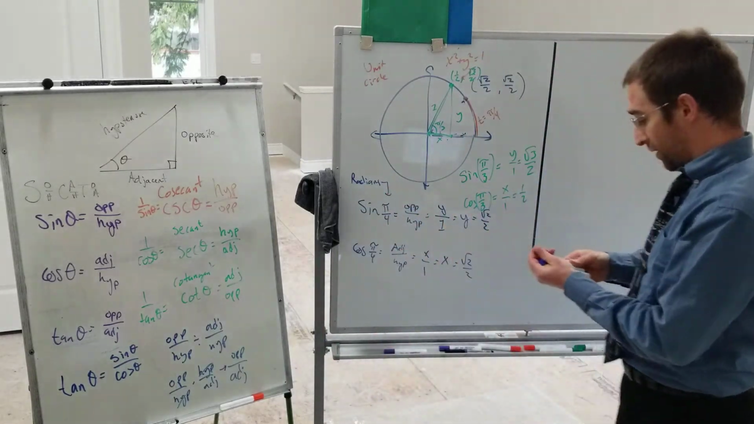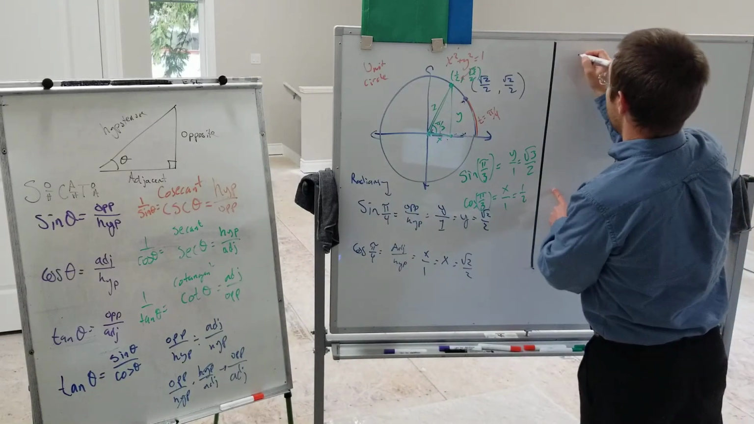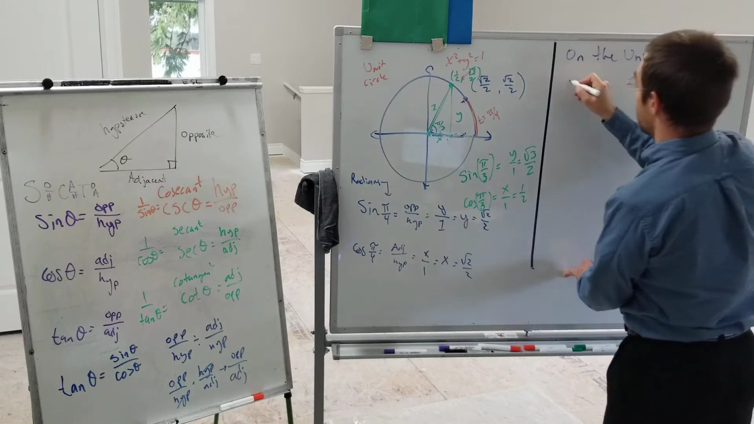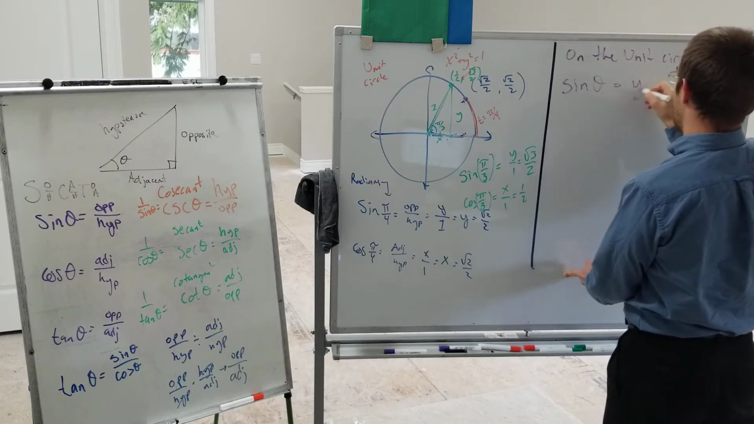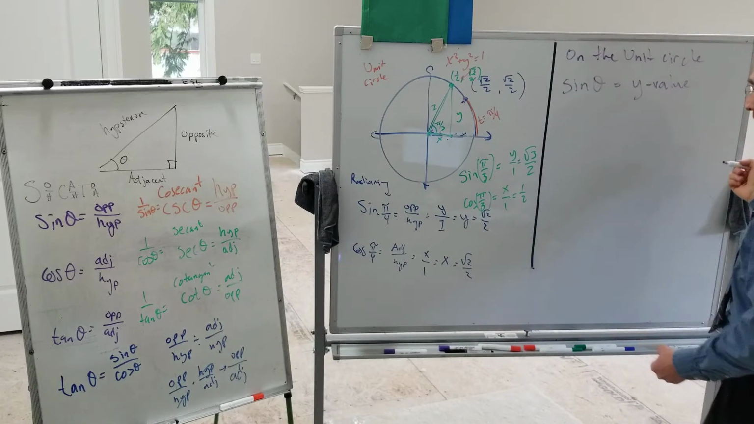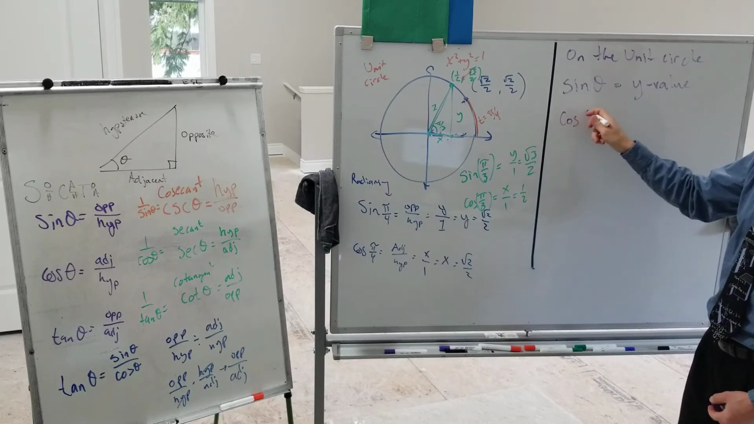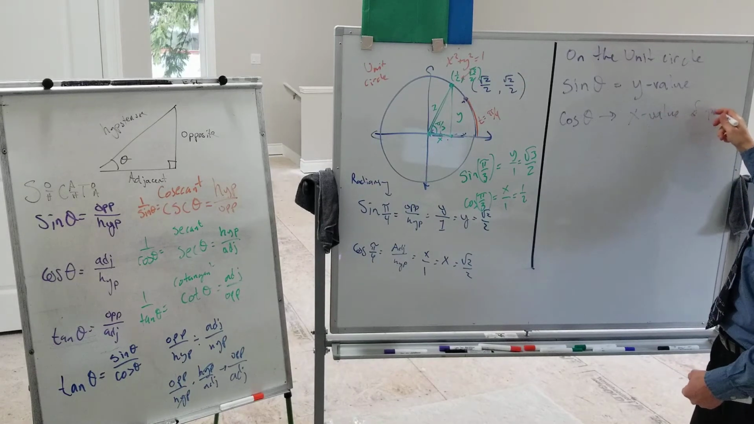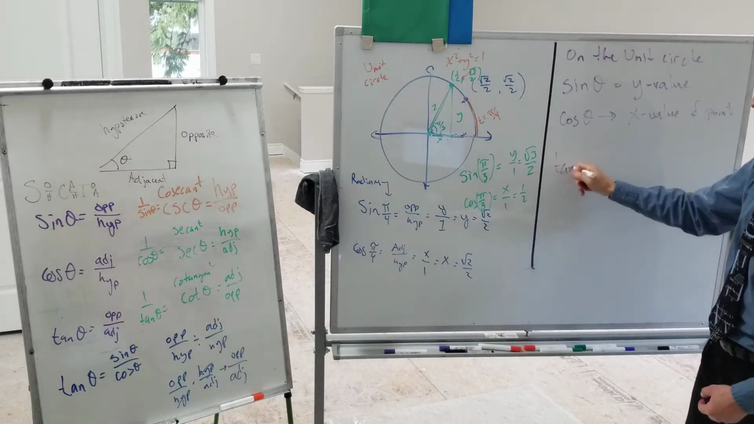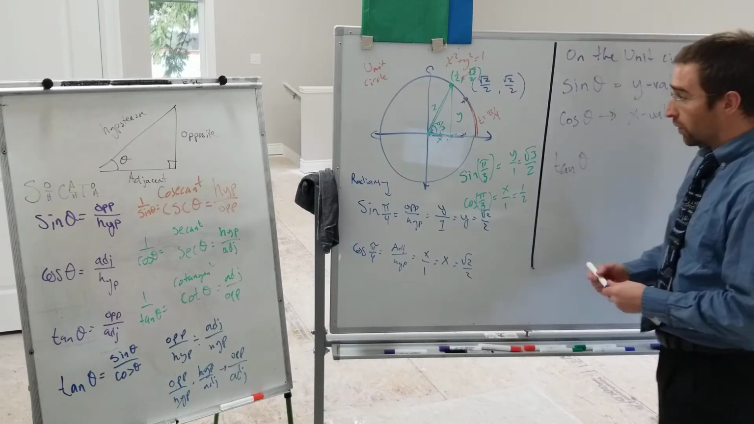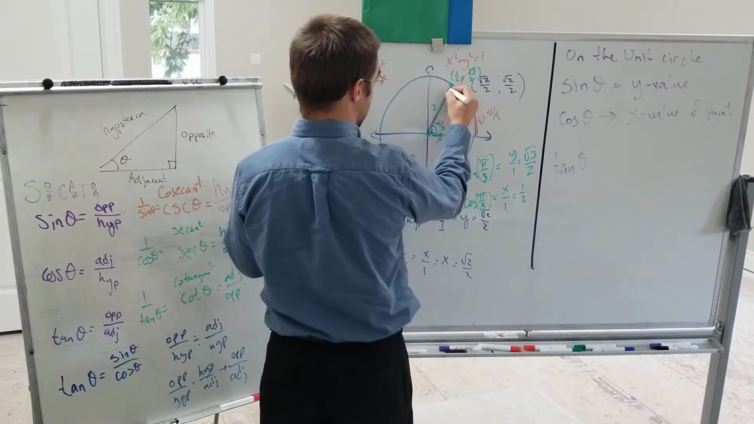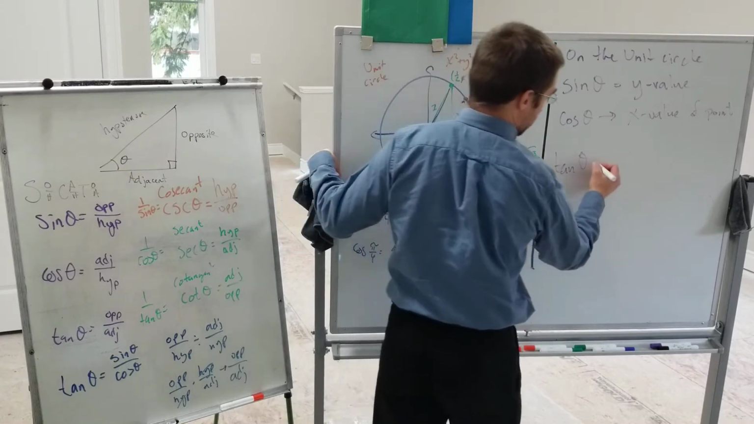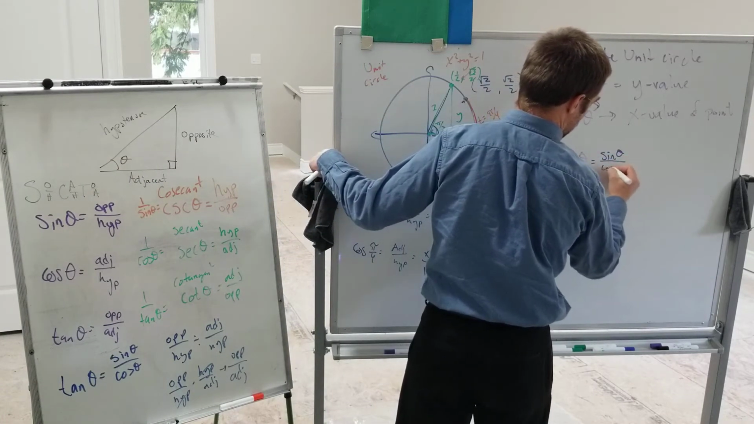Now the tangent, so here, in general, let me write this down. On the unit circle, sine of the angle equals the y value of the point, and cosine of the angle is the x value of the point. What about the tangent of the angle? Well, the tangent of the angle, let's say we go tan of pi over 3. Remember, tan is sine divided by cosine. So tangent is sine of theta divided by cosine theta.